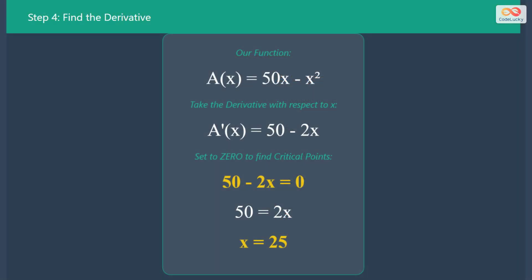Next, we use calculus to find the peak. We take the derivative of our area function, 50x minus x squared. The derivative is 50 minus 2x. To find the critical point, we set this derivative equal to 0. Solving for x, we find that x equals 25.